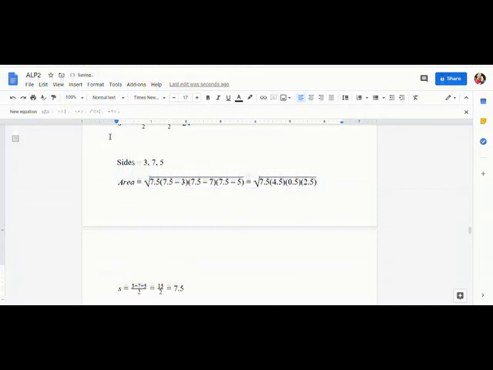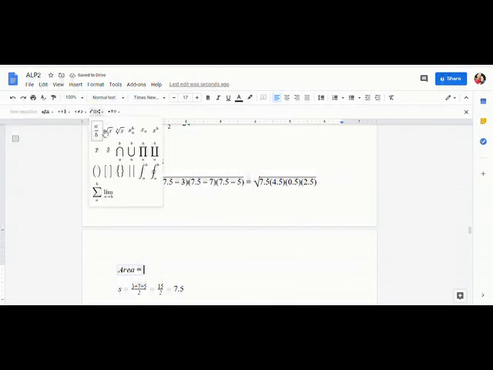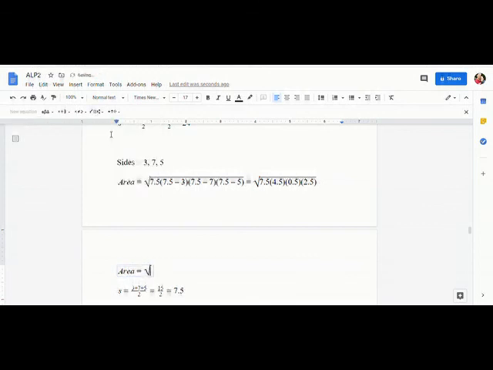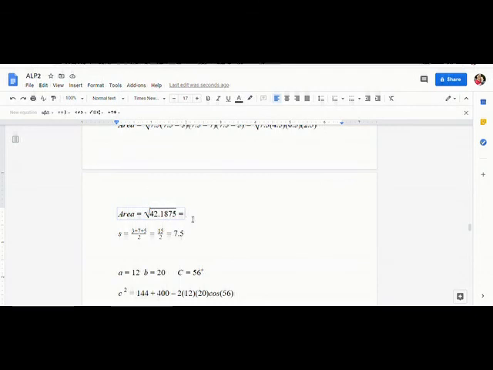Okay, then we'll come down to a new line so we don't go off the edge. And we'll multiply those together. Okay, area equals square root of 42.1875. Let me just punch that into a calculator, and that comes out to 6.495.